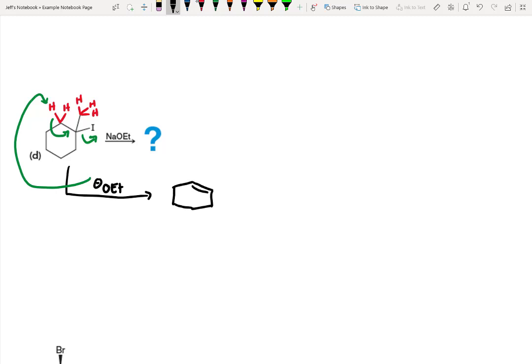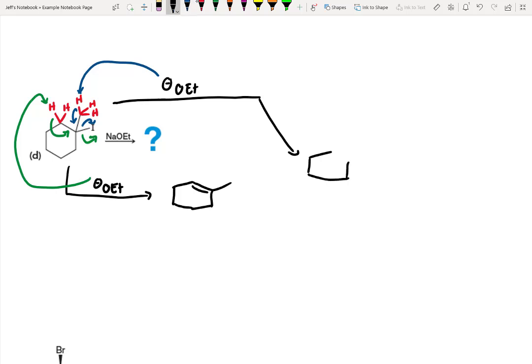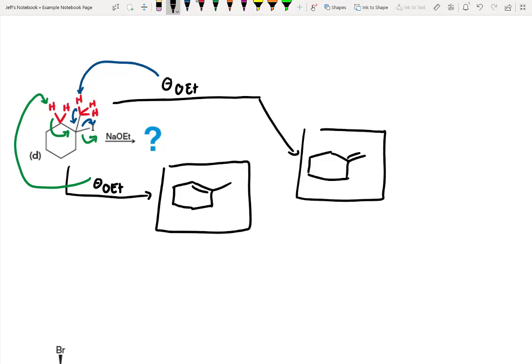That would give me a product with the double bond right here, and then the remaining methyl group will be hanging off. Alternatively, what I could do is go after the beta protons coming off of the methyl group. So I could say, well, what if I went after one of these, kicked off the leaving group in this manner? Well, if I did that, then I would get a double bond in that position. Again, we would get a mixture of two products.